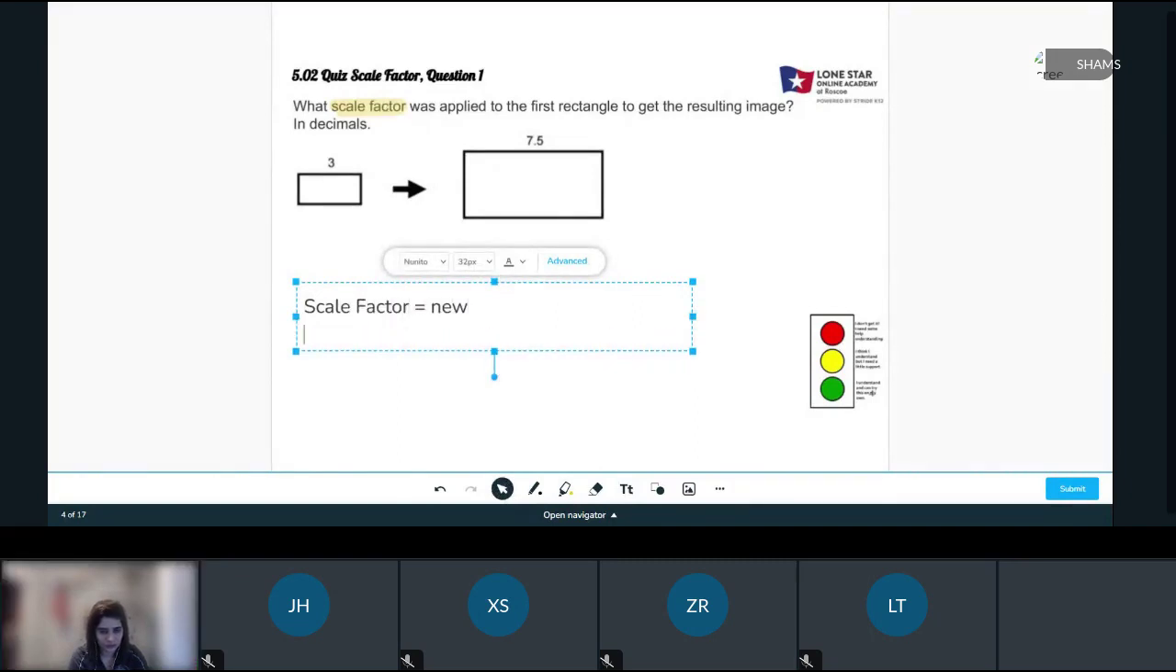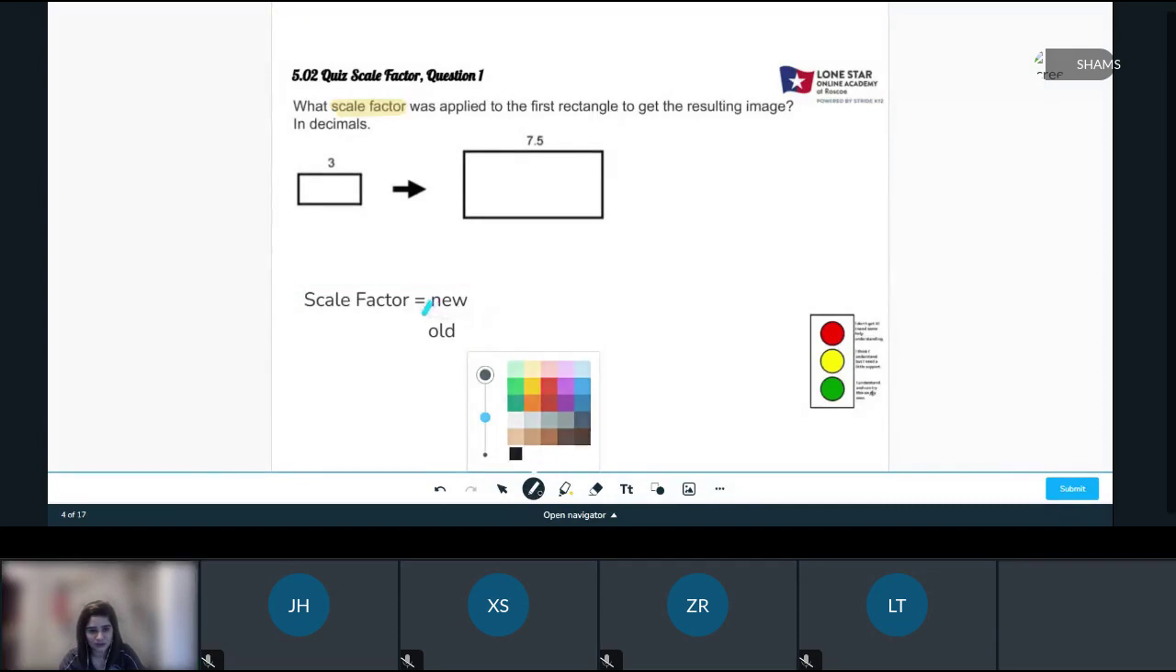You do ratio of new to old, or original. You can also say original. So fraction bar. The new one is here. 7.5. Oh, this is not a highlighting tool. 7.5 is the new side, right? So you do 7.5 over 3. 3 being the original side, it is the corresponding side, it is the older one, right?